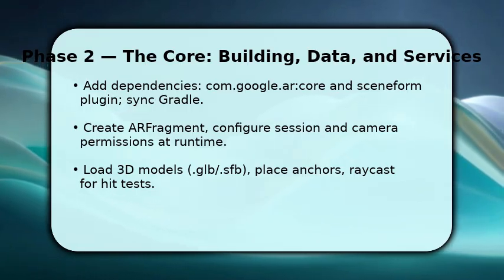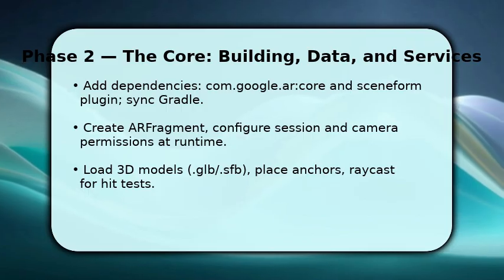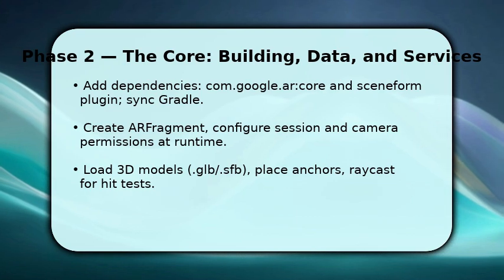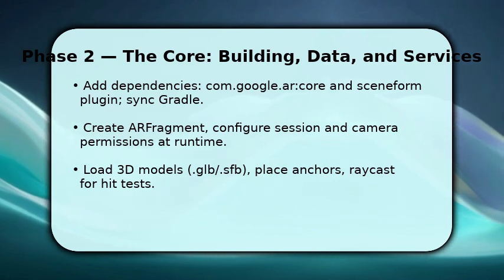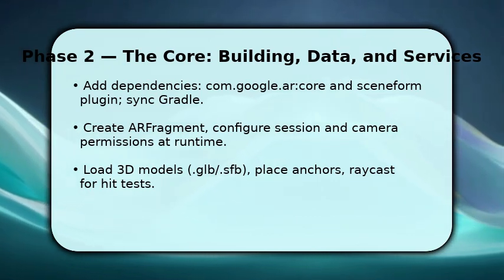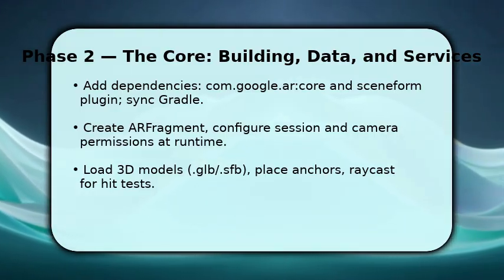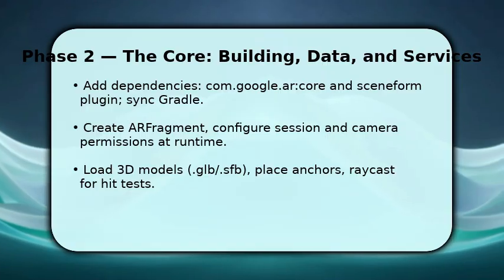Once the session runs, load 3D assets, GLB or Sceneform binary, and attach them to anchors. Use hit testing with raycasts to detect horizontal or vertical planes. This step maps virtual content to real-world geometry, which is essential for believable AR placement.